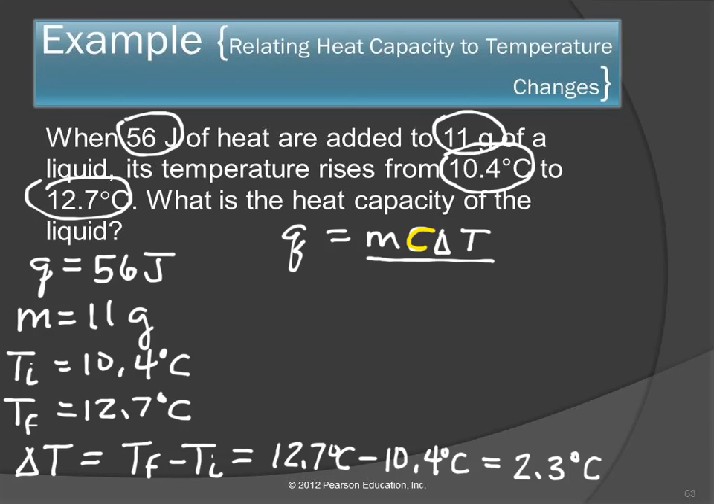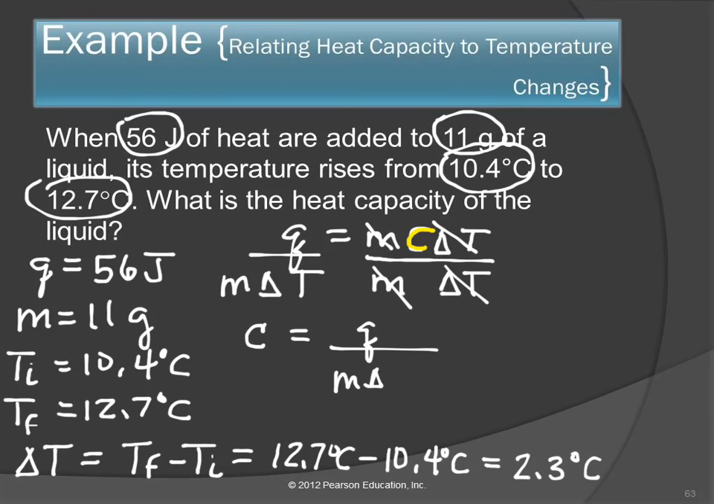I'm going to get rid of everything that's with C. I'm going to divide by M. Those guys go away. I'm going to divide by delta T. Those guys go away. And if I do that on one side, I have to do it on the other side. Gotta be fair. So C equals Q over M delta T. And now we plug in the numbers.